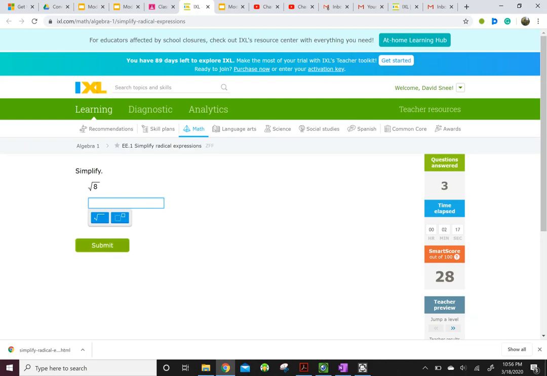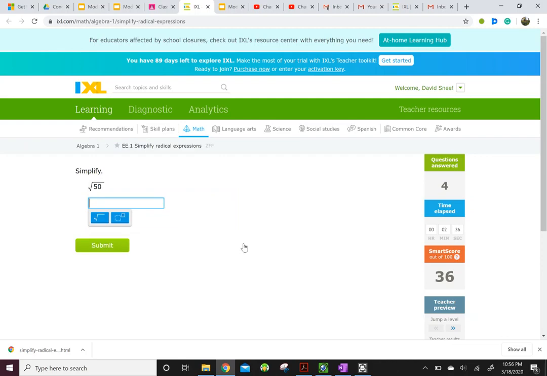I can take out the perfect square 4. Square root of 4 is 2. And 4 times 2 is 8, so it's 2 root 2.